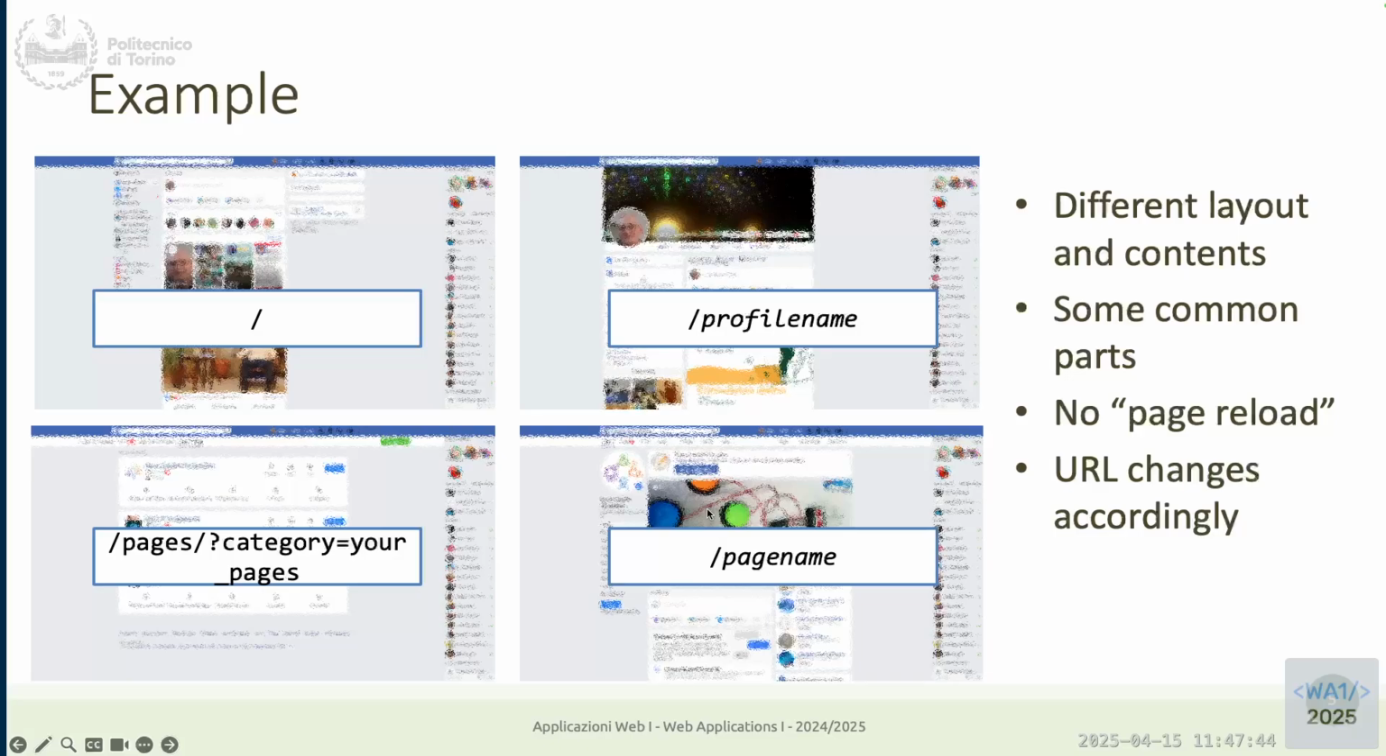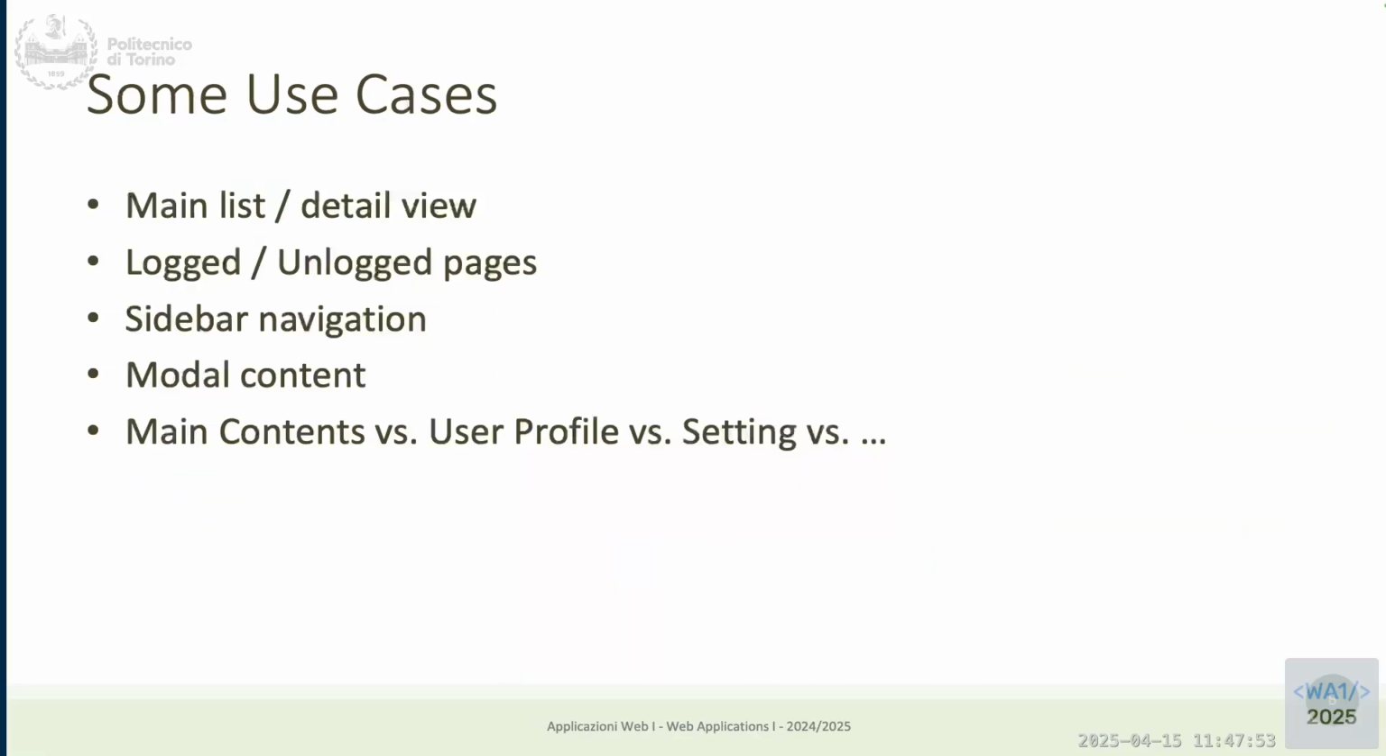So it adapts to the state given by the URL, and the state given by the URL, we call it the route, okay? In which it's displayed.